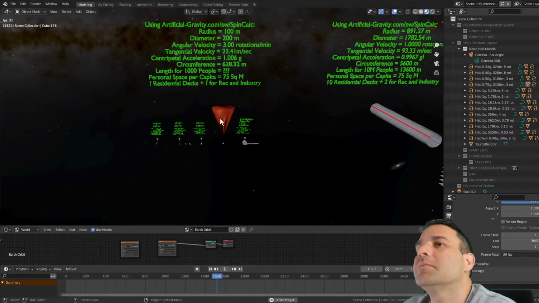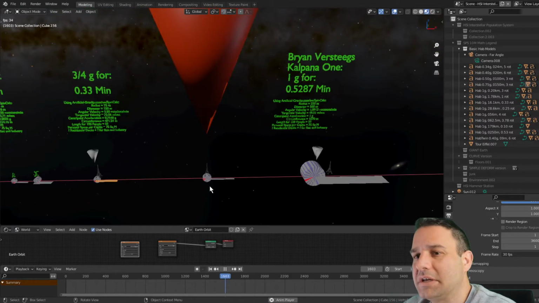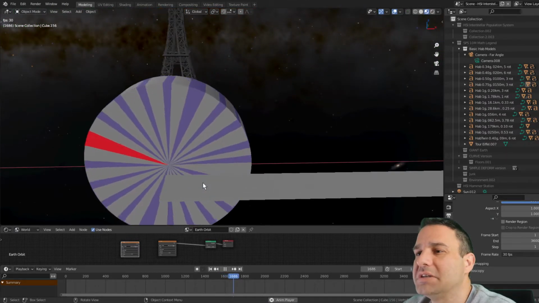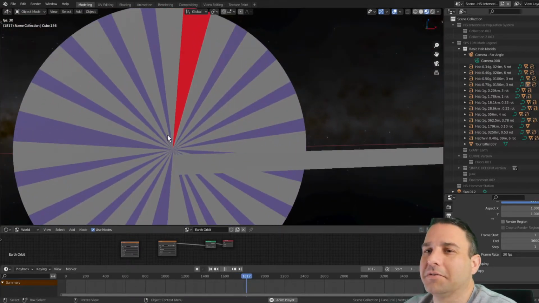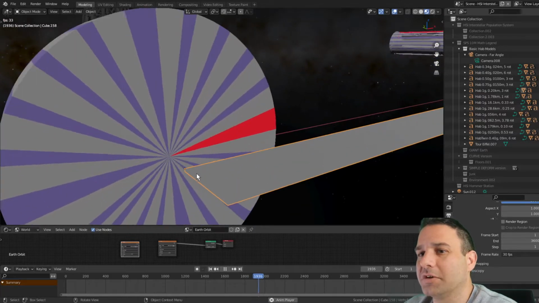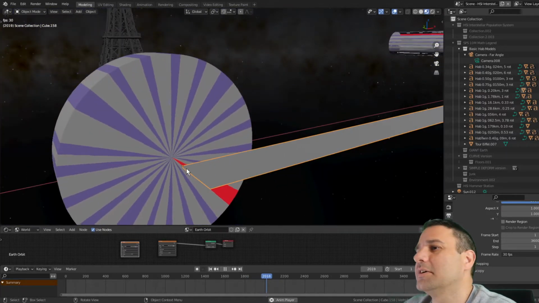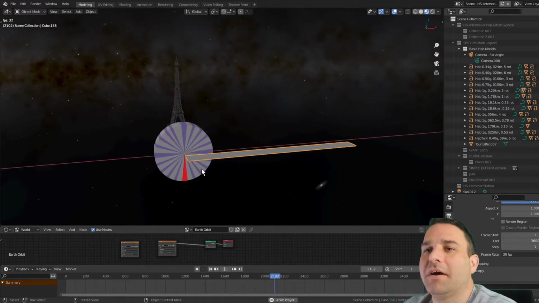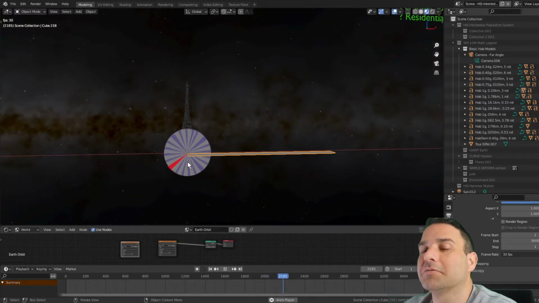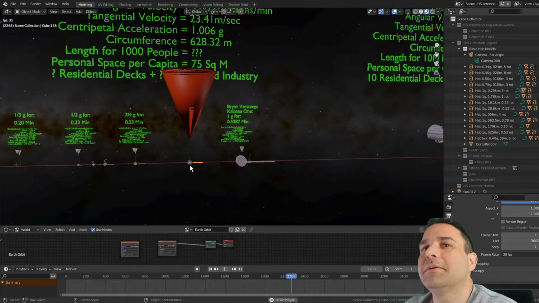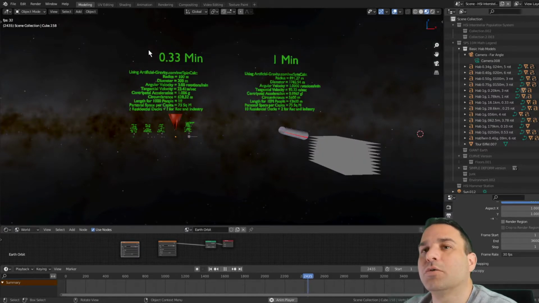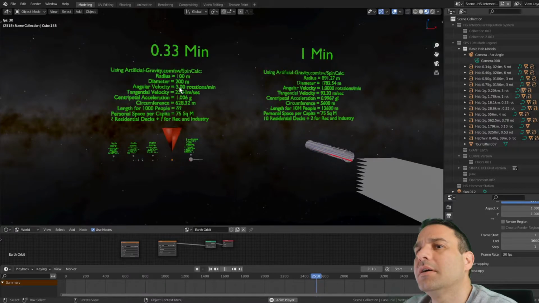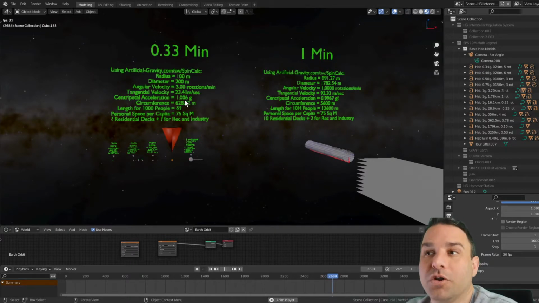Yeah, I believe this one should be 1 g. This should be my first one that's 1 g. I stopped putting in that little box to represent a person, because you're getting so big at this point. But you can still see how quickly this is rotating. All right. So that's a 100-meter radius. It rotates 3 times a minute. And that gives you 1.006 g. So basically it's a 1 g environment.